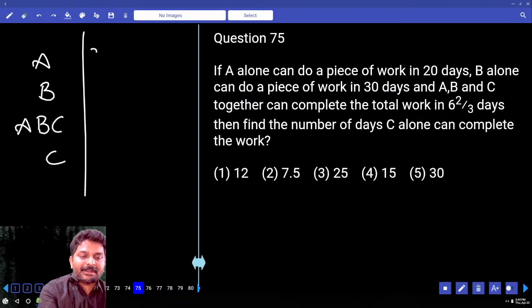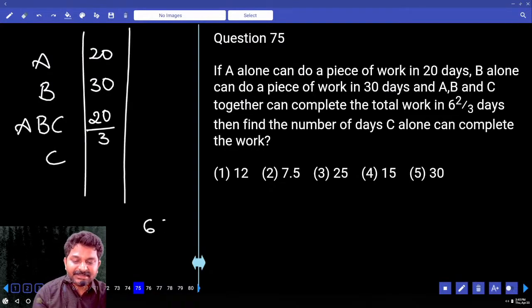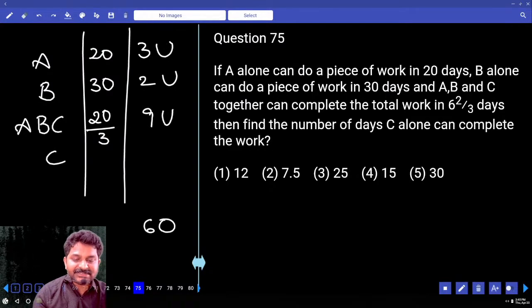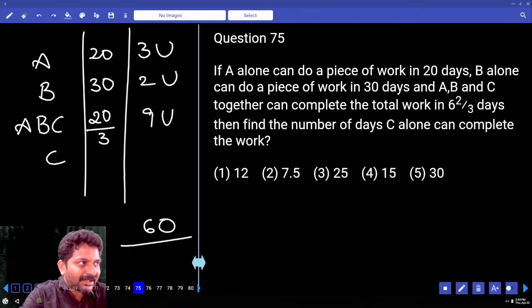A alone can do it in 20 days, B alone in 30 days, and A, B, C together in 20 by 3 days. Taking the LCM of these numbers, 60, A alone will do 3 units, B alone will do 2 units, and all together will do 9 units. That is 60 divided by 20 by 3.